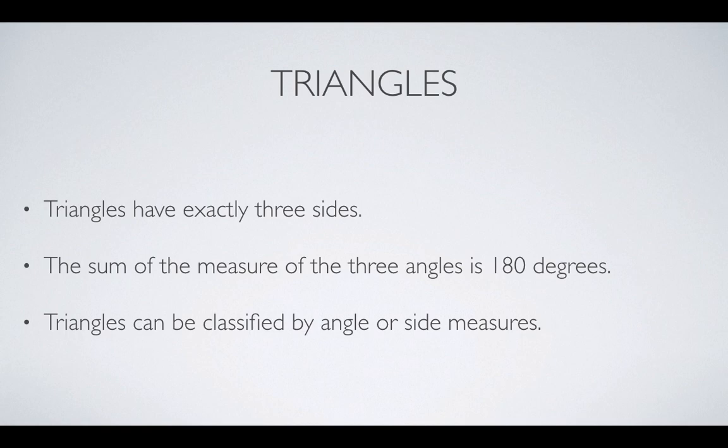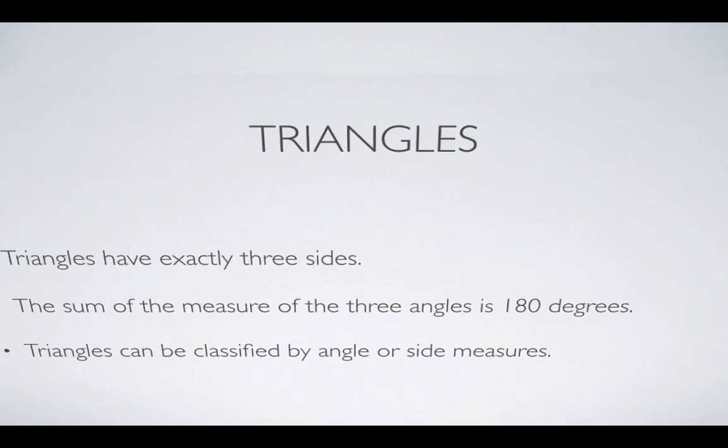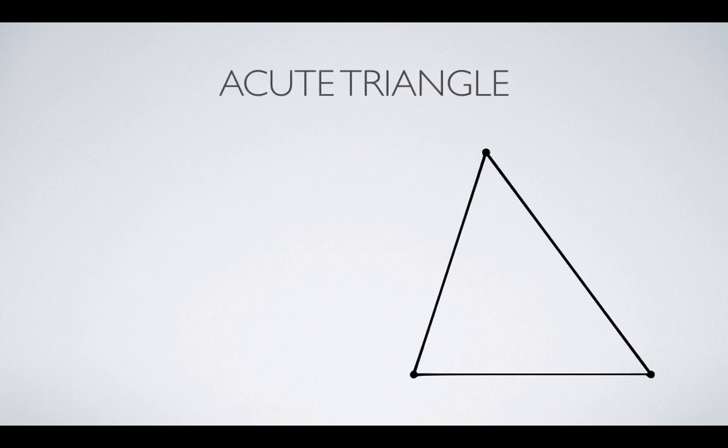Triangles can also be classified by either angle or side measurements. So let's start by classifying them by angles. Our first type of triangle is the acute triangle, which we call that because it's just so adorable. It's such a cute little triangle. Or possibly because all the angles in the triangle are less than 90 degrees, or acute. It's one of the two. Who knows which one? Too much debate to find out.